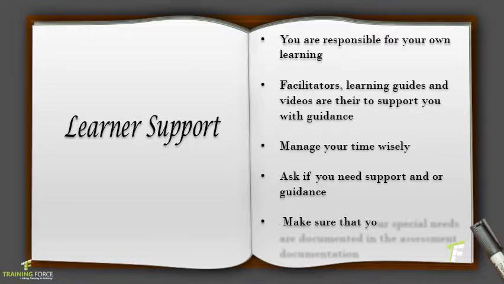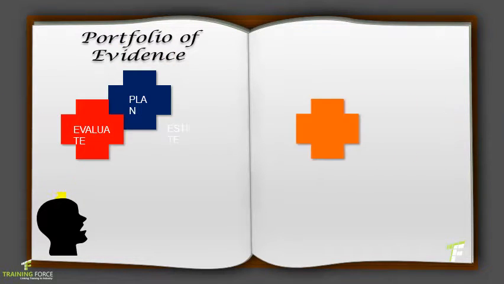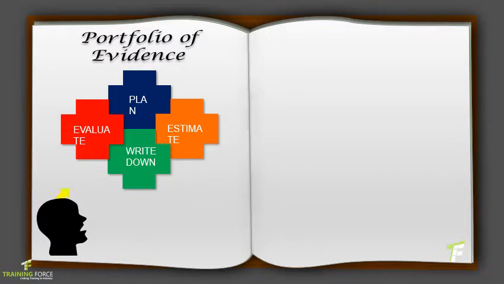Make sure that your special needs are documented in the assessment documentation. Remember that a special need is not a transport problem and/or general illness. It is the need required due to a physical, emotional, or learning challenge. Managing your portfolio of evidence will require planning, evaluation of your evidence, estimations of time to complete the relevant clusters, and make sure to document your plan. Don't just make a mental note.